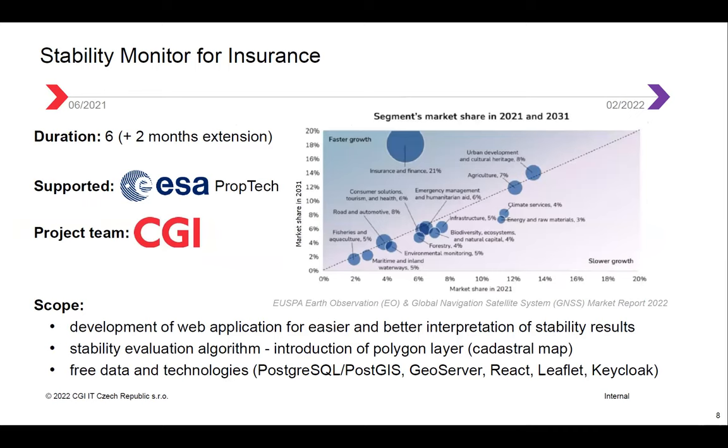And why insurance? Because USPA presented in their market report at the end of last year that insurance and finance are the sectors which will grow the fastest in the following 10 years. And they will use much, much more spatial products and Earth observation products in the following years. So during that project, we wanted to develop a web front-end application which is easy to use even for people who are completely out of the geospatial world. And to deliver them quite complicated products from the displacement detection analysis in the simplest form, in the form which everyone can understand quite easily.